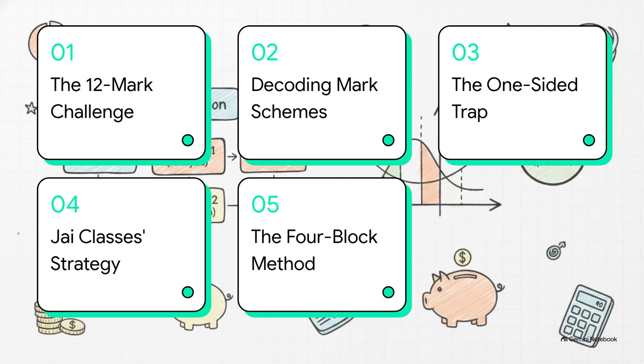Here's our quick roadmap for today. We'll look at the 12-mark essay challenge, decode the examiner mark schemes, expose the one-sided answer trap, reveal Jai Classes' winning strategy, and finally, execute their four-block method.